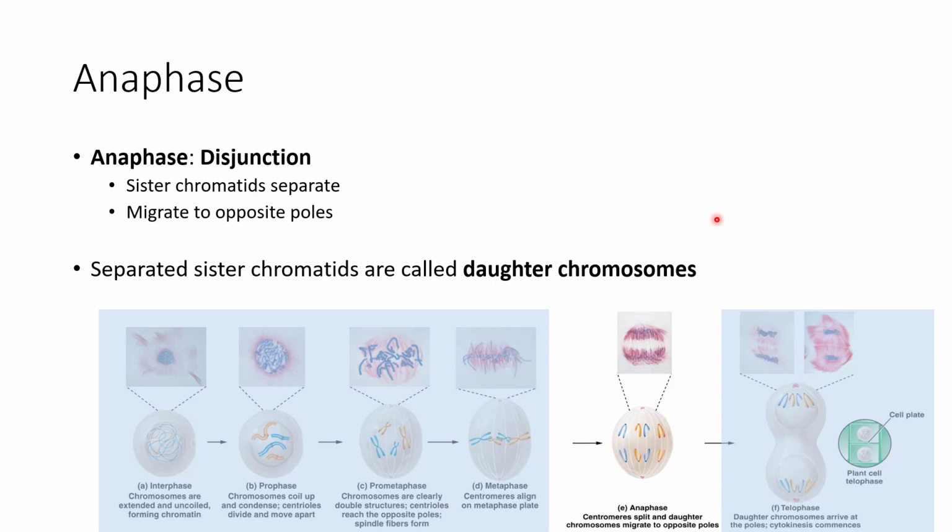In anaphase, we have what's known as disjunction. So disjunction is where we have, in this case, sister chromatids separating. Okay, that is a disjunction event. We're being pulled to the two poles, and we migrate to those poles. At this point, these sister chromatids, since they've been separated, are now called daughter chromosomes. Okay, so the daughter chromosomes are moving to the opposite poles via disjunction.